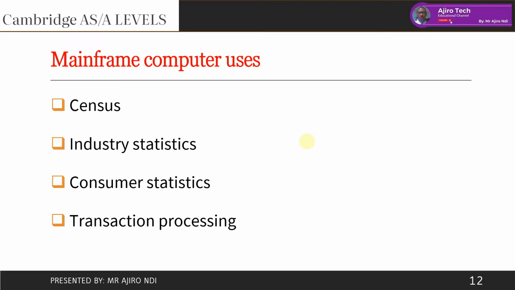Okay, the key benefit of mainframe is the ability to process many terabytes of data, which is very useful when carrying out batch processing. Now, we're talking about processing of this data in groups without any form of user interaction.